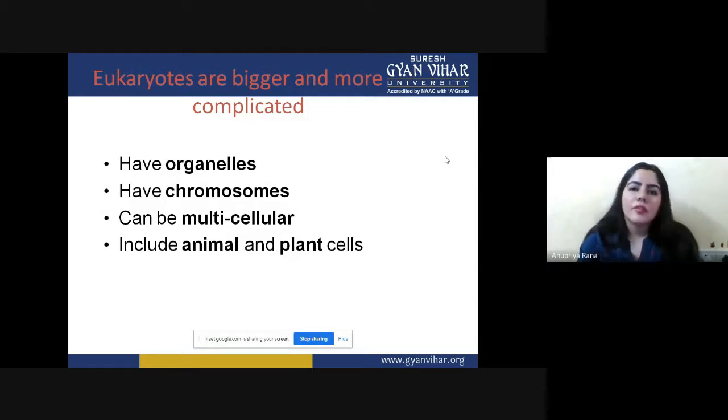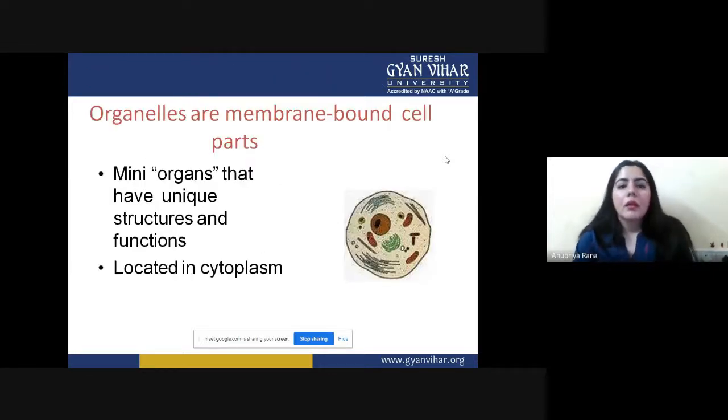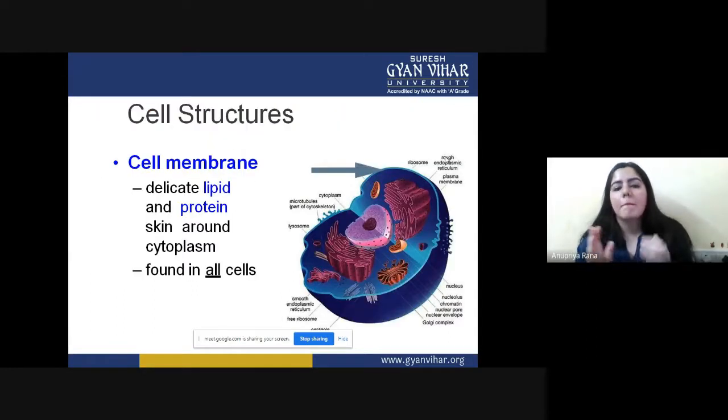But a eukaryote cell is a complex one. They have this fashion that they can be an animal cell and they can be a plant cell. Organelles are the membrane-bound parts, the mini organs that have unique structures and functions and are located in the cytoplasm. That is very simple. They have a large number of membrane-bound organelles inside their cell body. Now we will see the cell structure of a eukaryote one by one.